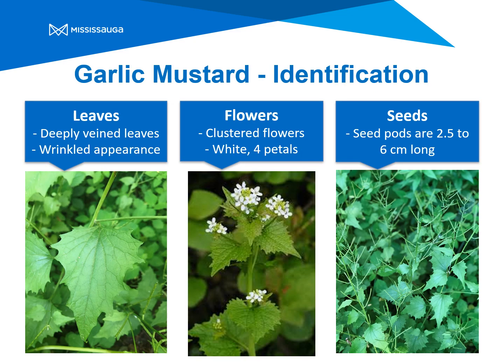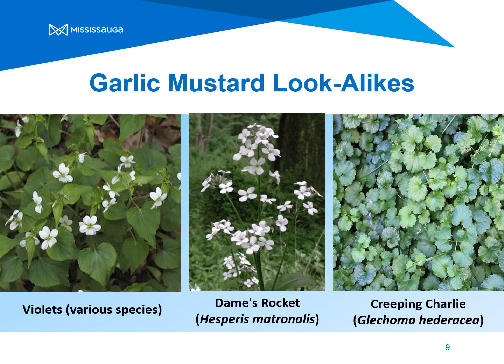There are 3 key identifying features of second-year garlic mustard plants. Their leaves are deeply veined and wrinkled in appearance. When crushed, they smell like garlic. They have clustered flowers that are white and have 4 petals. They have long seed pods that look like string beans that are 2.5 to 6 centimeters long.